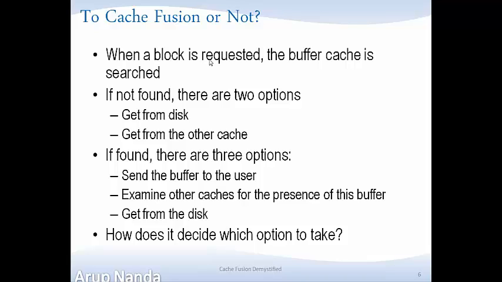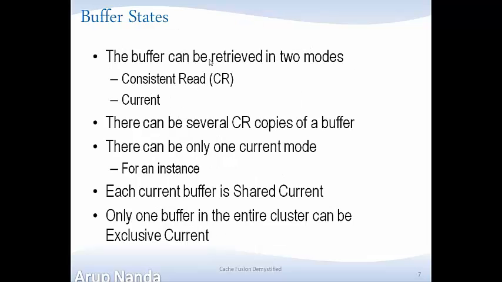So there are a few options there also. First, should I go to the disk or should I go to the other instances? If I go to other instances, which instance should I go to? There are so many things in that case, so you have to understand this. Oracle has to make a decision somehow to go and get this. How does it decide which particular option to take? Well, that is the most confusing thing about cache fusion. If you understand that, you'll also understand how to tune the RAC database properly. Let's see actually how that works.